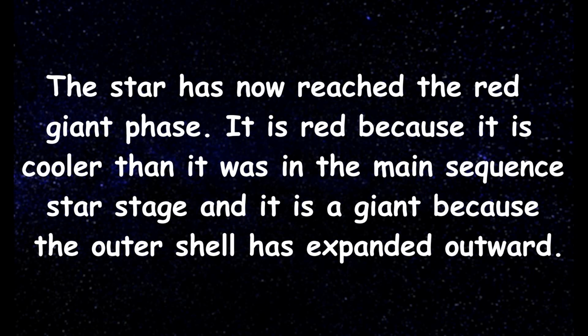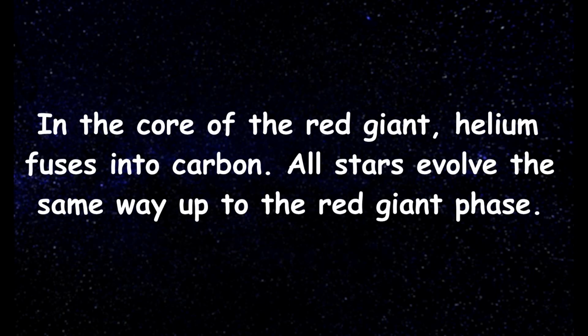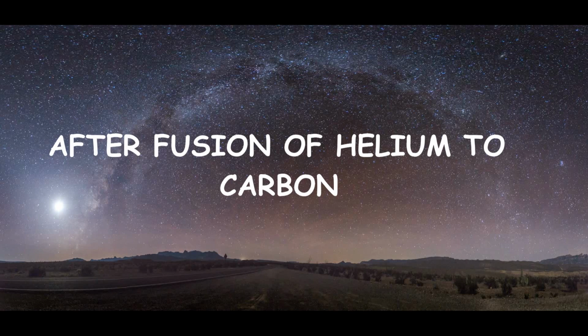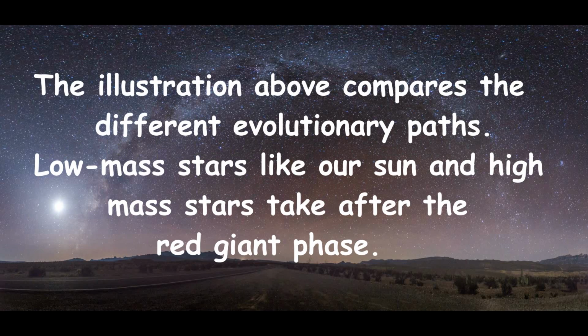It is red because it is cooler than it was in the main sequence star stage, and it is a giant because the outer shell has expanded outward. In the core of the red giant, helium fuses into carbon. All stars evolve the same way up to the red giant phase. The mass a star has determines which life cycle path it will take from there, after the fusion of helium to carbon. The illustration above compares the different evolutionary paths low-mass stars like our Sun and high-mass stars take after the red giant phase.